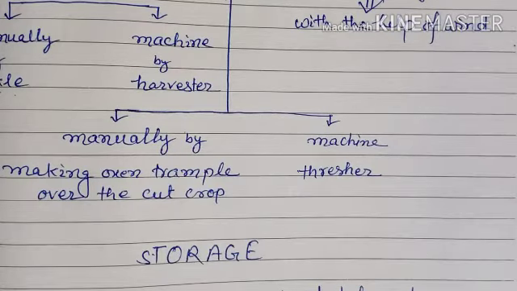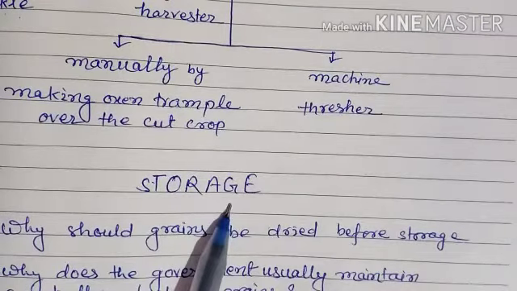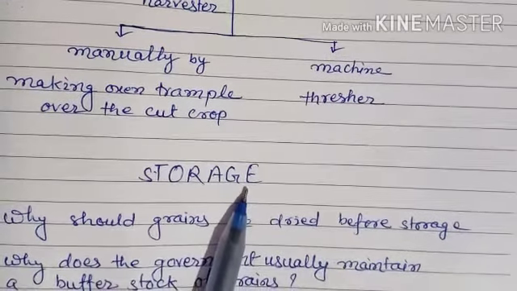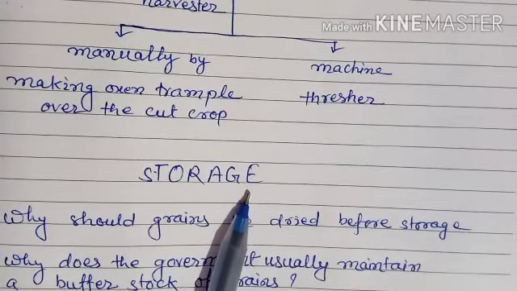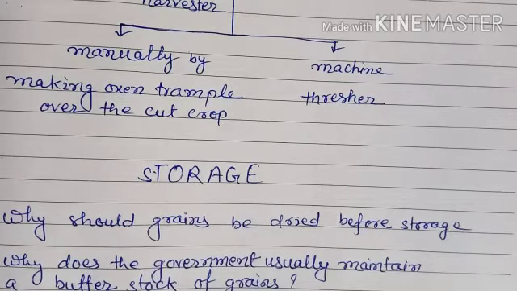Now we'll discuss storage, students. Harvested food grains normally contain more moisture than required for storage. So this excess moisture is to be removed by drying the food grains in the sun. And it is very important.